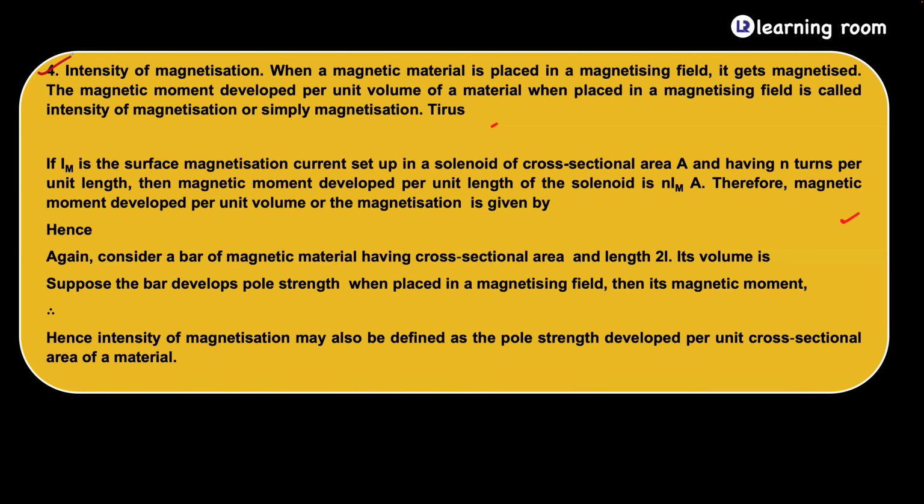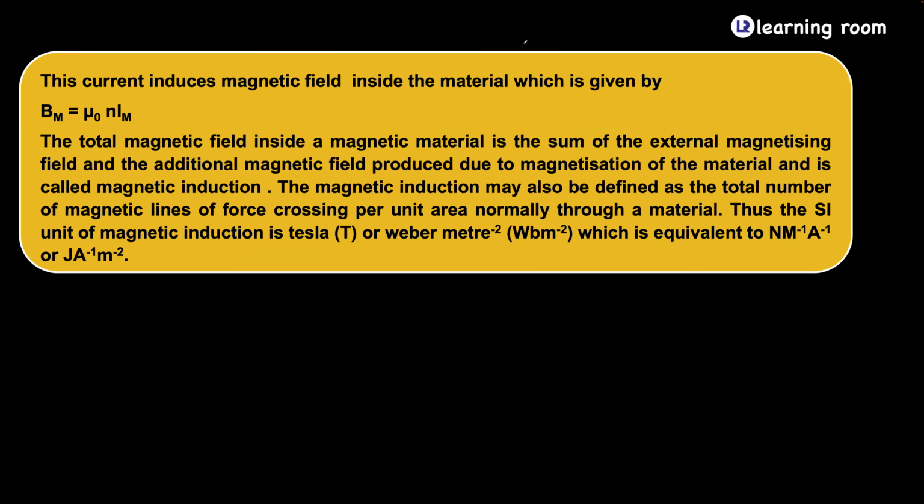Intensity of magnetization is defined as the amount of magnetic dipole moment developed per unit volume when the substance is placed in the external magnetic field. We also saw the formula for it. For magnetization, the symbol used is capital M. This is equal to N into IM, where IM is called the magnetization surface current. So based on this, we saw an important relation between B naught and Bm.